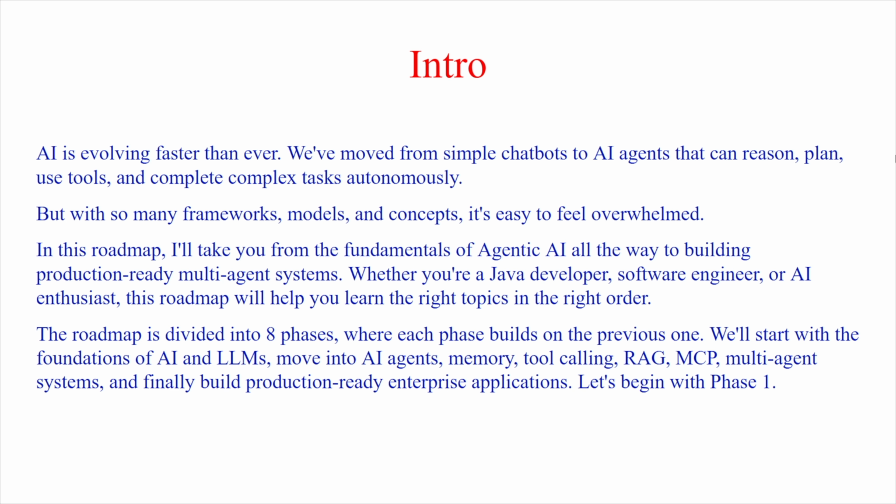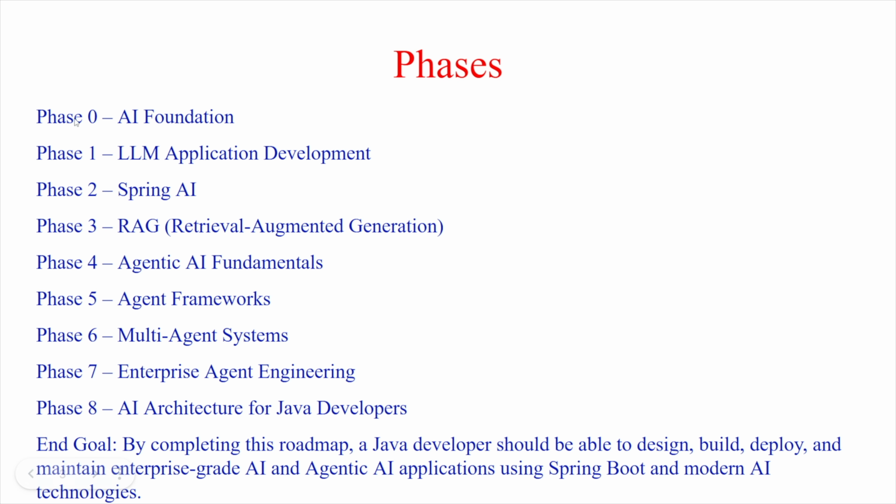This roadmap is divided into 8 phases, where each phase builds on the previous one. We'll start with the very basics of AI, move to agents, memory, tool calling, RAG, MCPs, multi-agent systems, and finally we will be able to build a production-ready enterprise application. So let's begin with a quick introduction of the phases.